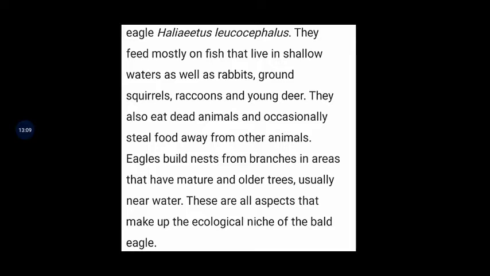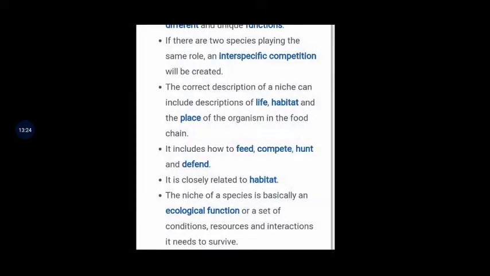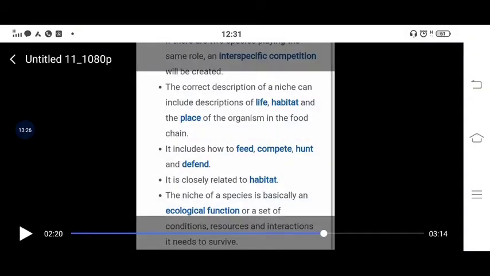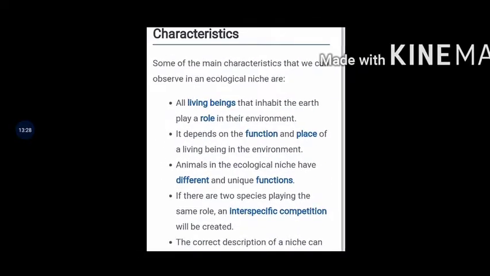Eagles build nests from branches in areas that have mature and old trees, usually near water. These are all aspects that make up the ecological niche of the bald eagle. So these are all the various kinds of ecological niche which the bald eagle occupies. Now the characteristics of niche.